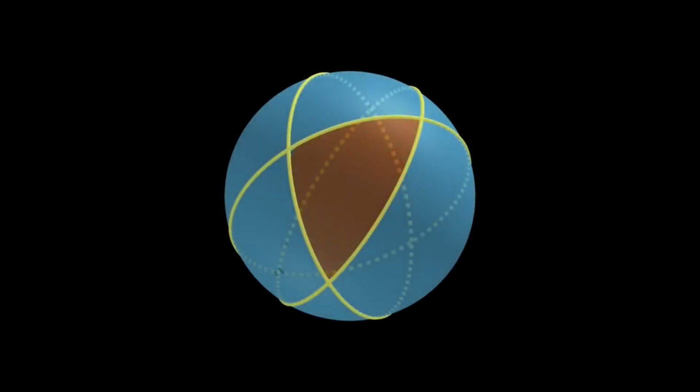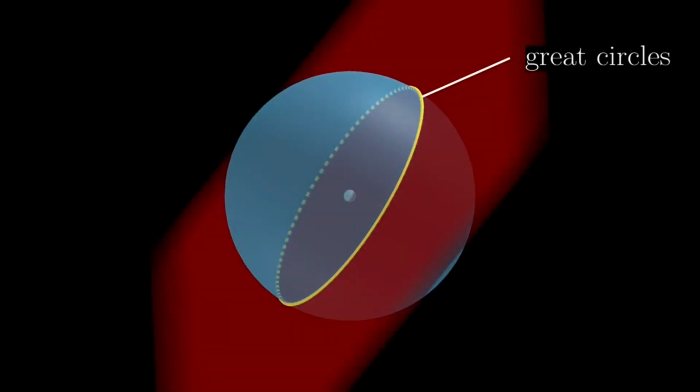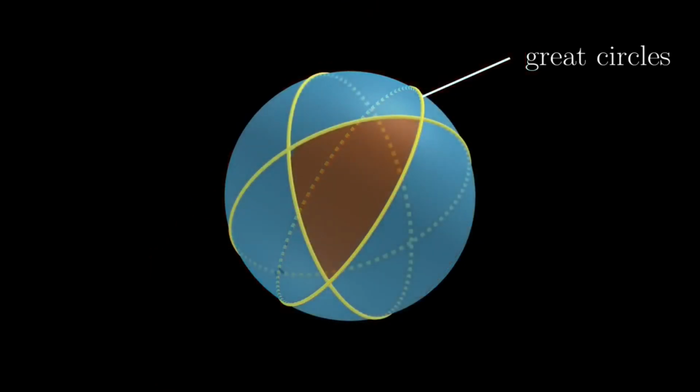Before we go on to general, potentially complicated regions, let's consider triangles first, which are constructed by these circles on the sphere. They are called great circles, which are the curves formed by intersecting the sphere with an equatorial plane passing through the center. There is a very nice way of finding the area of such a spherical triangle, which is related to the angles of the triangle.